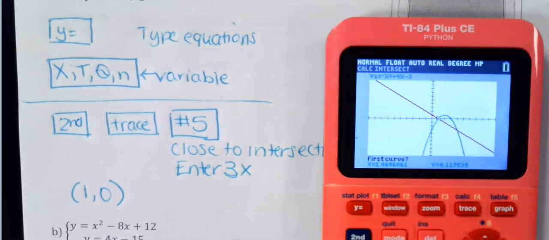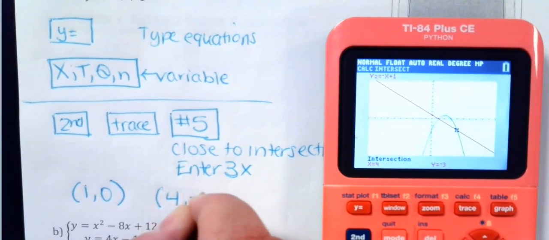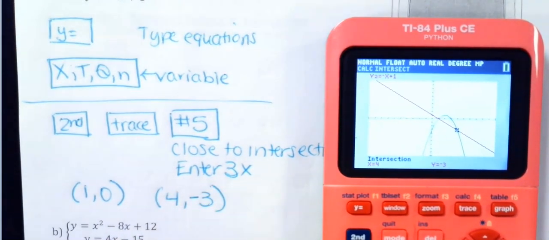So again, just left and right arrow keys. You can hold them down to make it move faster. You don't have to be right on top of it, just somewhere much closer to that intersection than the one we just did. And then once you're close to it, just hit enter 3 times, and then it should tell you across the bottom the point they have in common. So 4, -3.